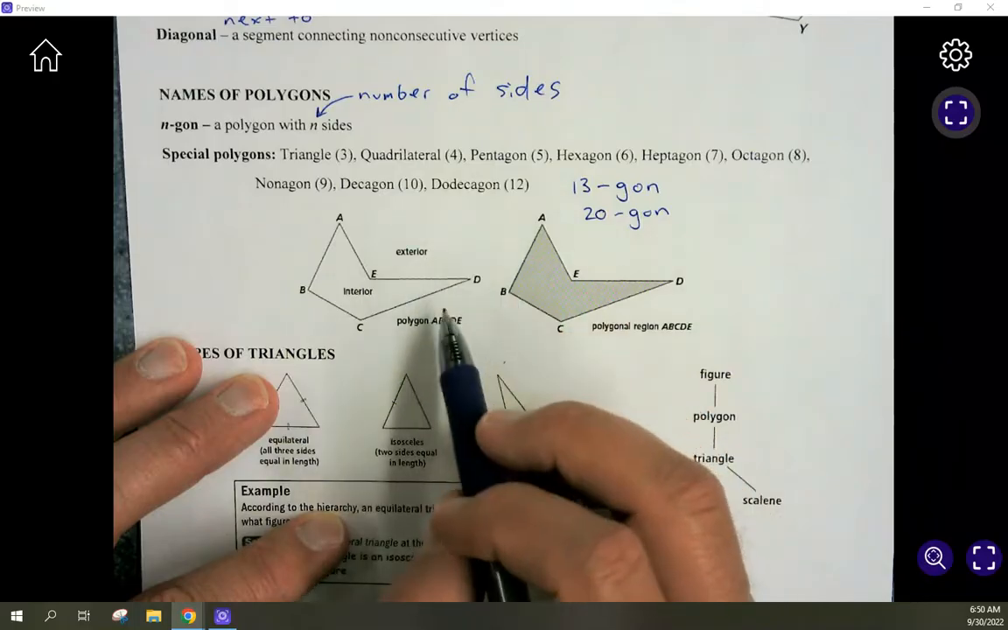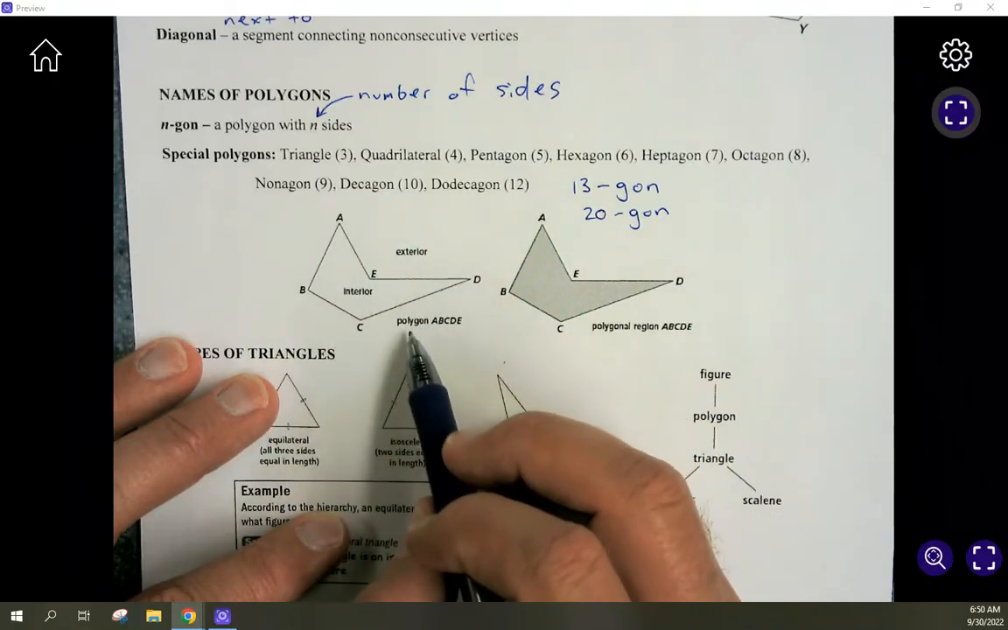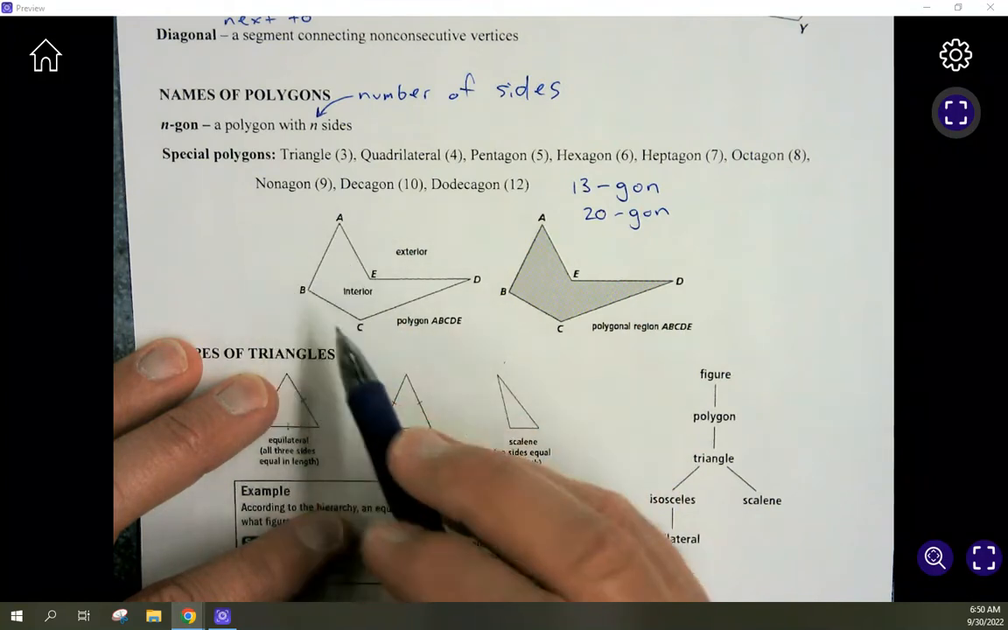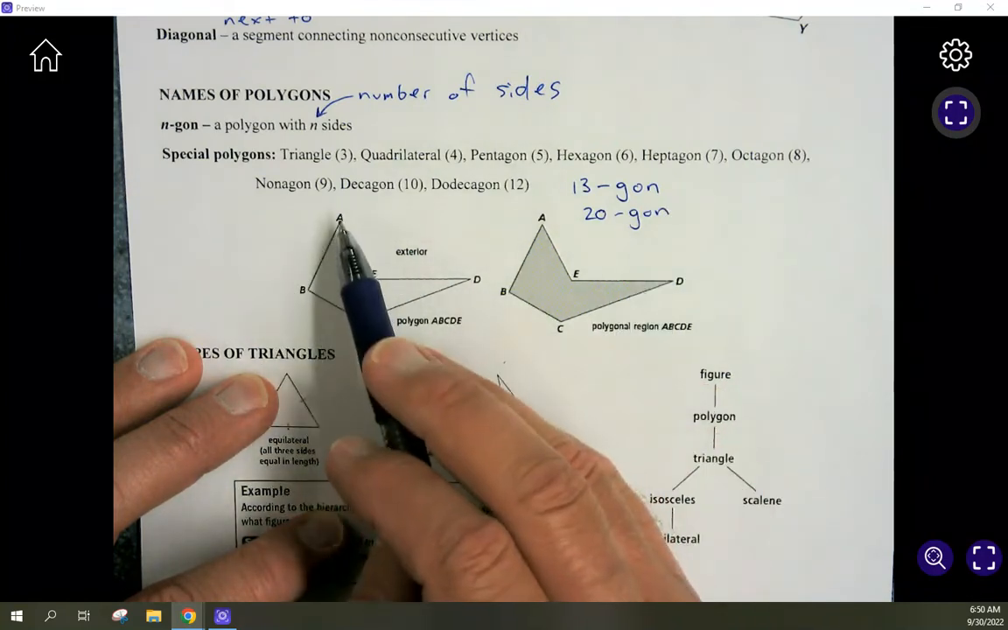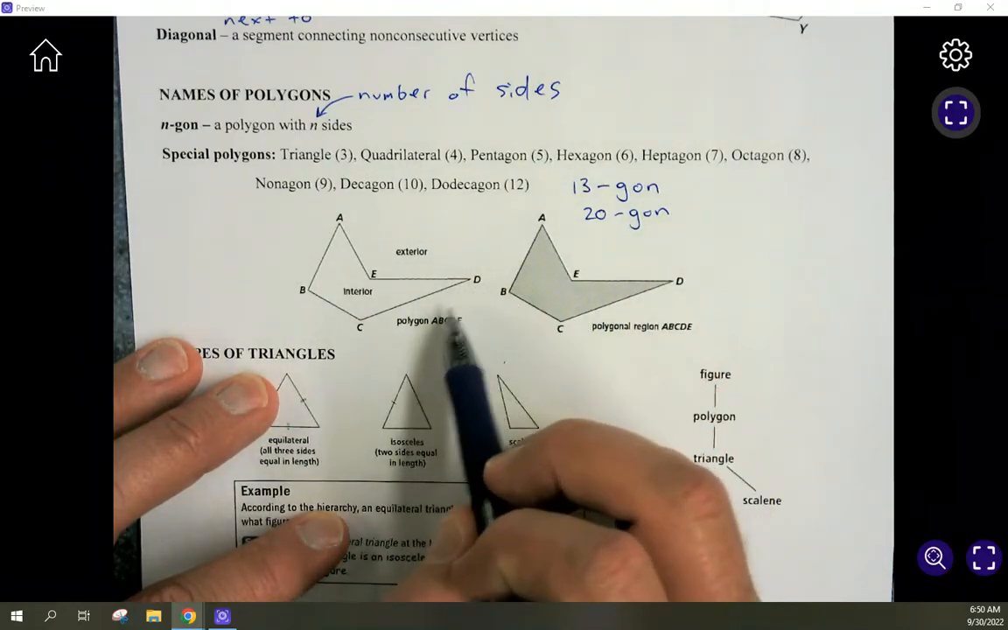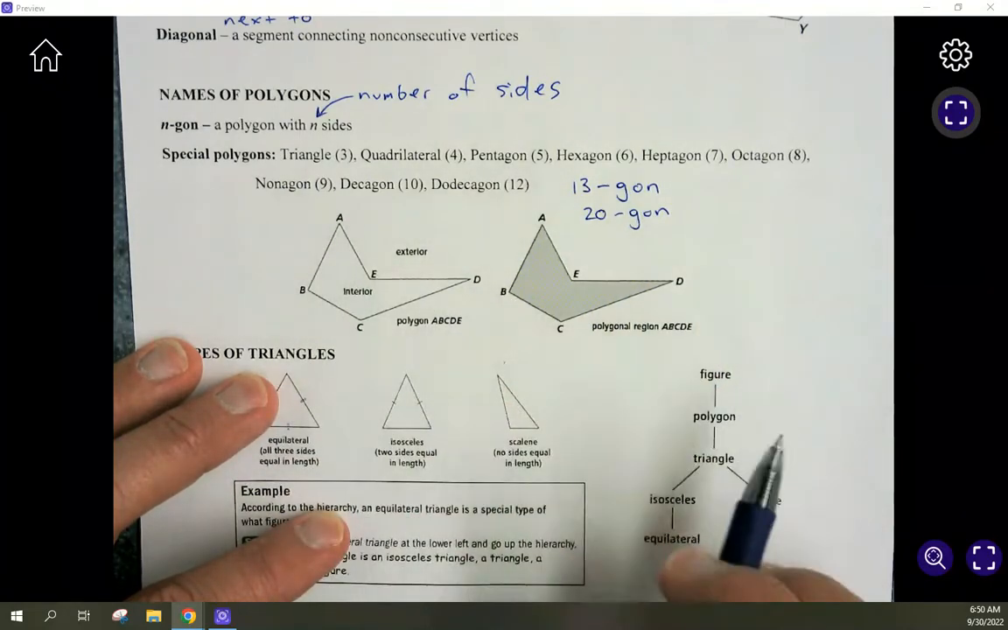So this is a pentagon. This would be a non-convex one. We name it by its vertices. We go around the outside, A, B, C, D, E. They're adjacent. You could go the other way, A, E, D, C, B, and you don't even have to start at A. You could call this polygon D, C, B, A, E.